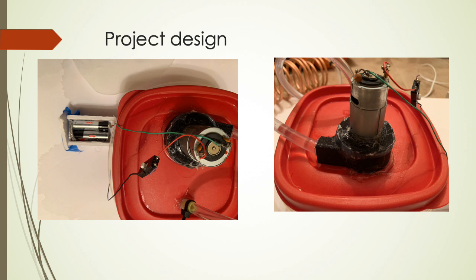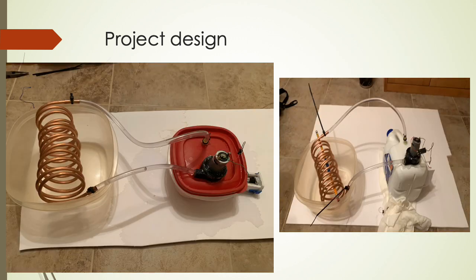After that, I attached the water pump to a container, a food container, and that's where the cold water is going to be. And I connected the wire from a battery to the motor. As you see here in this picture, I drilled a hole in the container and I glued the pump to the container using hot glue. This is the final design after I got everything connected together.